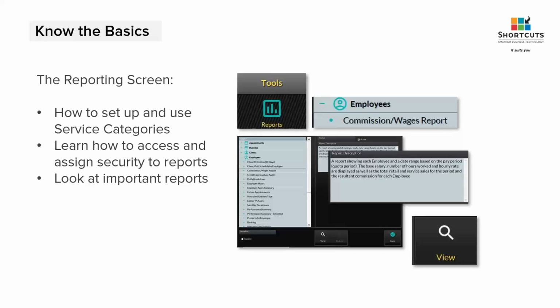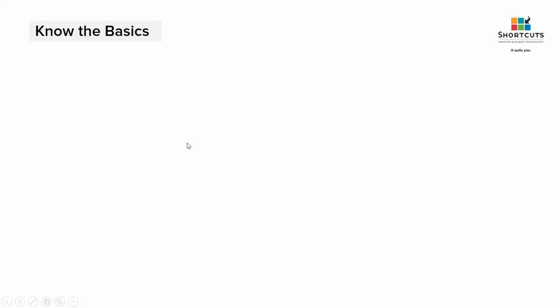Once you're in the reports, on the left side of the screen, Shortcuts is going to have a list of main reporting categories, things like appointments, business, clients, employees, and within each category, you're going to have the individual reports. Now, there's over 100 different reports in Shortcuts, and we don't assume that you've memorized all of them. Whenever you select an individual report, you actually get a report description that appears on the right side of the screen. So we'll always tell you what's in that report before you click and view it and look at the details.